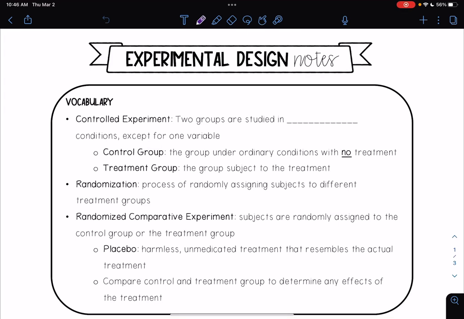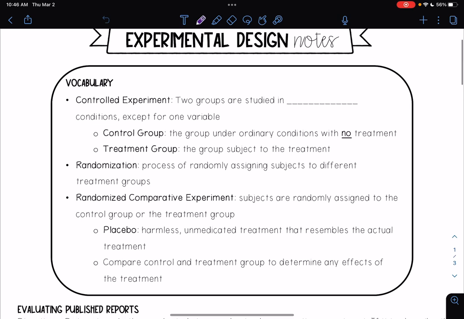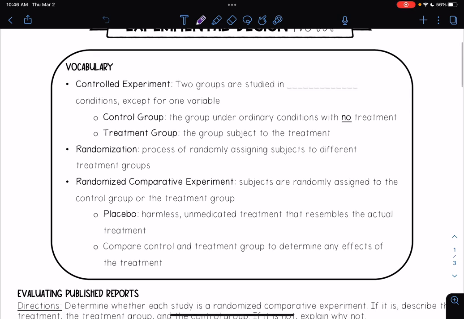Hello everyone, in today's lesson we're going to be talking about experimental design. In this first video we'll be looking at describing experiments. So first, vocabulary: we have some different types of experiments that we can look at, and one is called a controlled experiment, and that's when two groups are studied in identical conditions except for one variable.